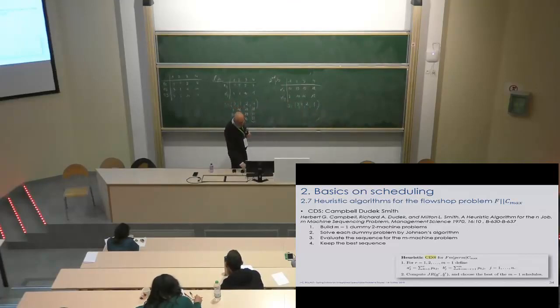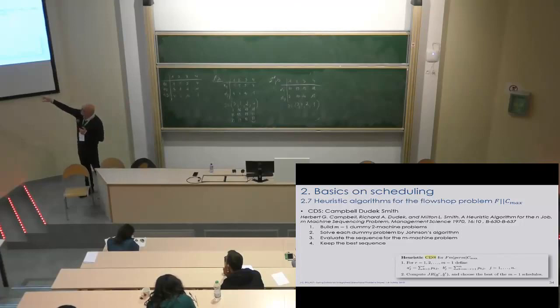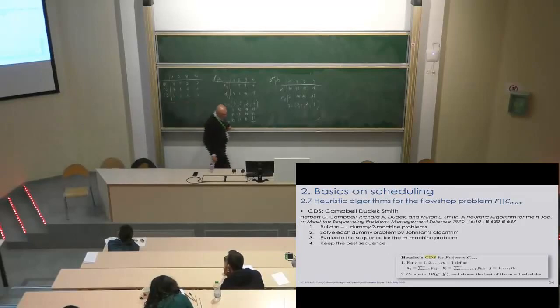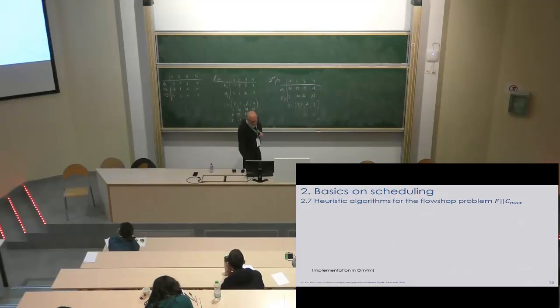This is Campbell-Dudek-Smith. Okay, so here you have the definition of the pseudo processing times of the problem number r, and we compute Johnson for all of them. We evaluate each Johnson sequence for the whole problem.